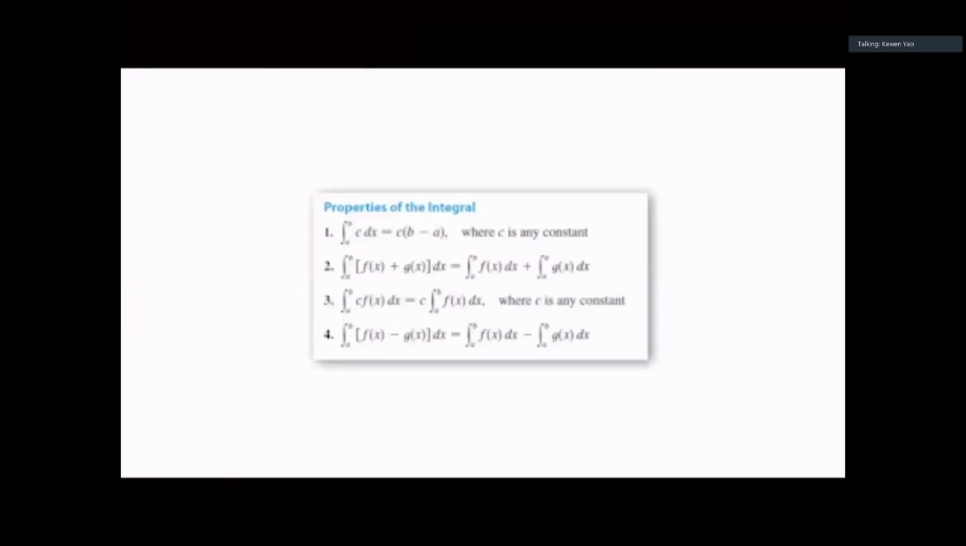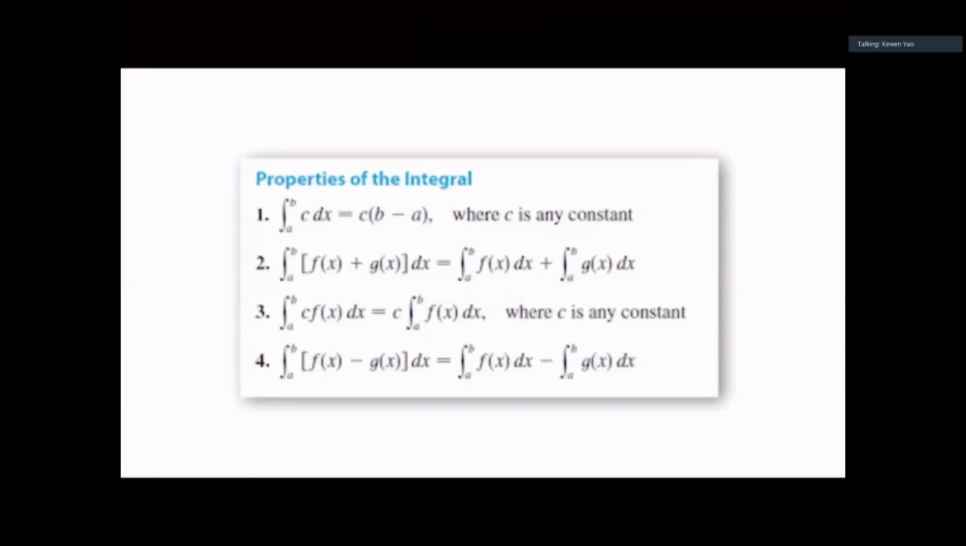Next, we develop some basic properties of integrals that will help us to evaluate integrals in a simple manner. Assuming that f and g are continuous functions, we have the following properties. All of these are derived directly from the definition of a definite integral we just discussed. For example, take a look at number 2 on our list. This says that an integral of a sum is the sum of the integrals.